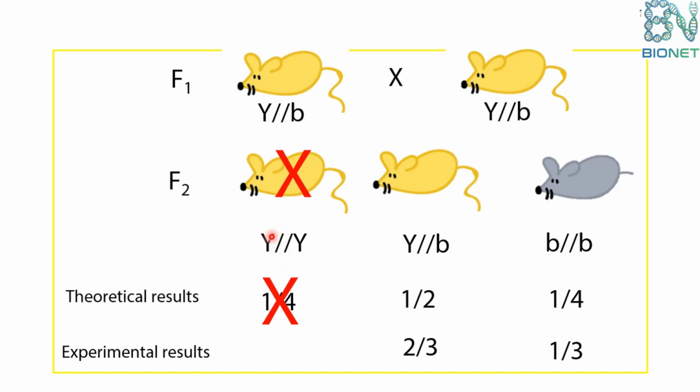The allele Y, the dominant allele Y, present in 2 copies, led to the death of the mouse. So this is a lethal gene. The lethal gene can be recessive or dominant, but in this case it is a dominant allele, but the lethal gene should be in the homozygous state in order to kill the individual having this allele.